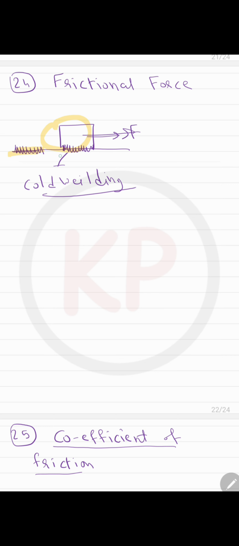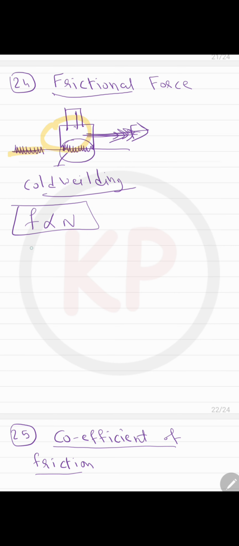When force F is exerted on it, this cold welding breaks, due to which a resistive force acts, which is called frictional force. So frictional force depends on normal force. If you are keeping some more mass here, in that case, you will have to exert more force to push or pull this object in this direction. So frictional force depends on the normal force. So F is equal to mu s N. It is a kind of force.